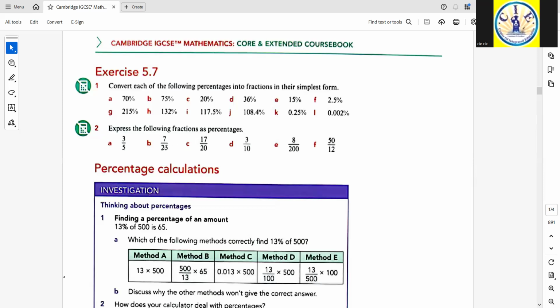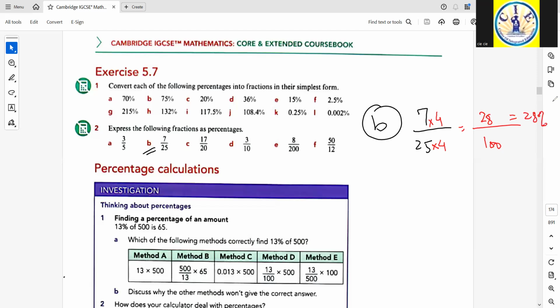In the same way, let me do part B. Part B is 7 by 25. Now to make the denominator 100, what I need to do? I need to multiply this by 4. So that's why its denominator would become 100. So to balance it or to normalize it, I need to multiply the numerator with 4 as well. So 7 times 4, 28. Now I am having 100 in the denominator. So that is actually the 28%.